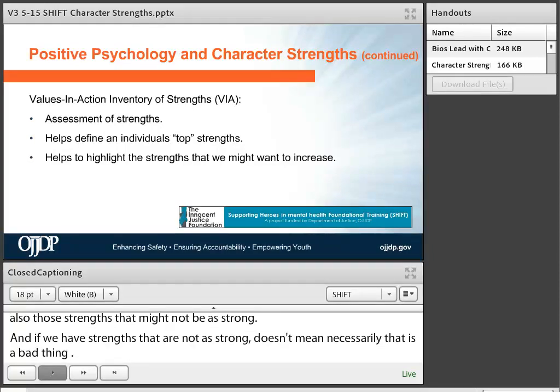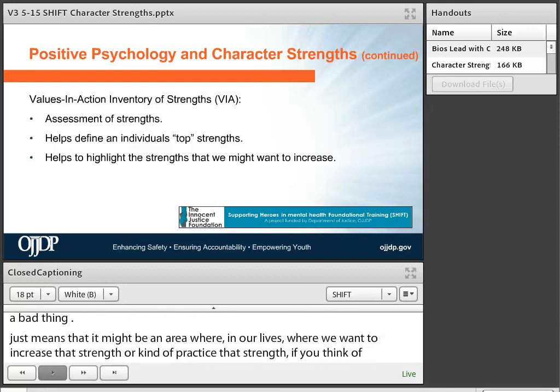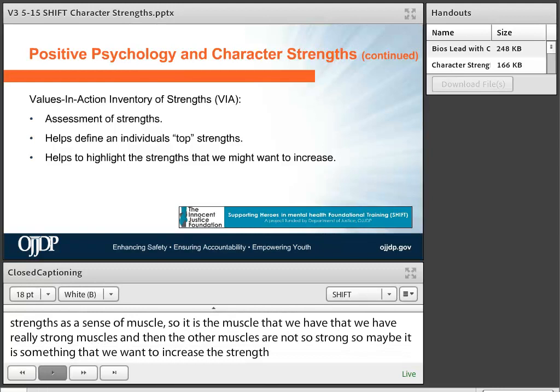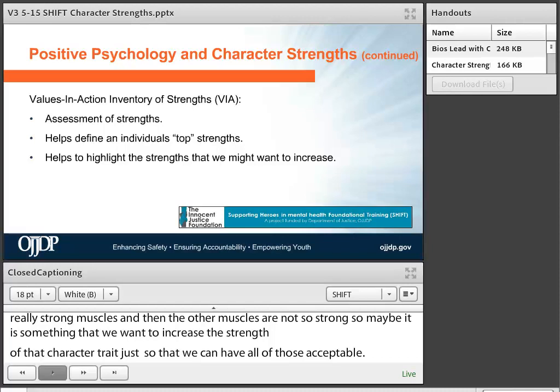If you think of strengths in a sense of muscle, we have some really strong muscles, and then the other muscles aren't so strong. So maybe we want to increase the strength of that character trait so that we can have all of those accessible. Maybe if you're a runner, your leg muscles are really strong, but your upper body's not so strong. In that same way, you can have character strengths that are not as strong as other character strengths. So the VIA survey also helps to highlight the strengths that we want to increase.